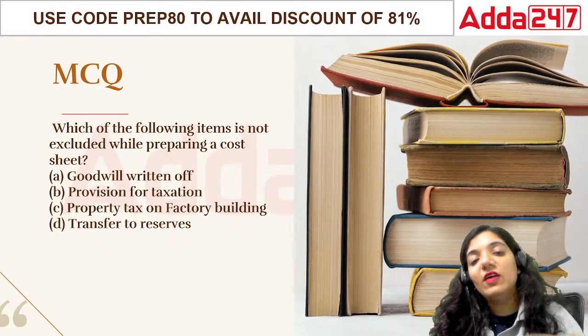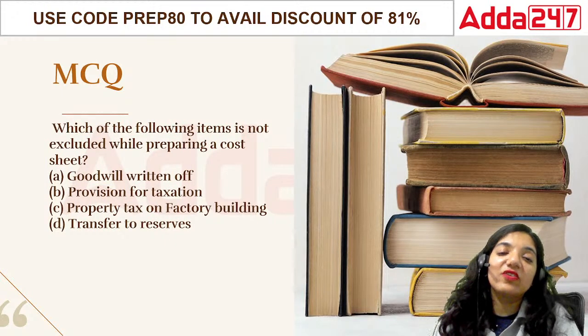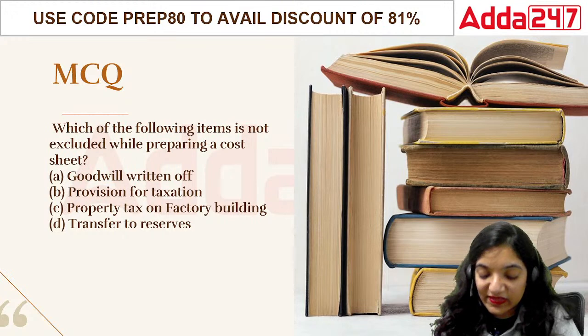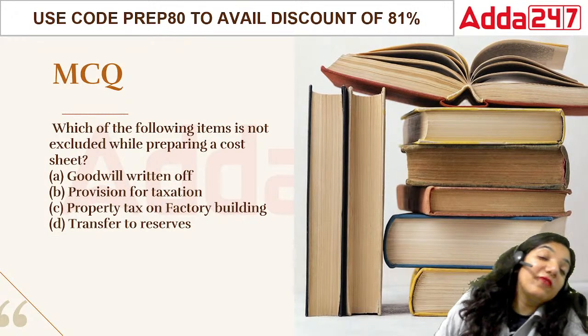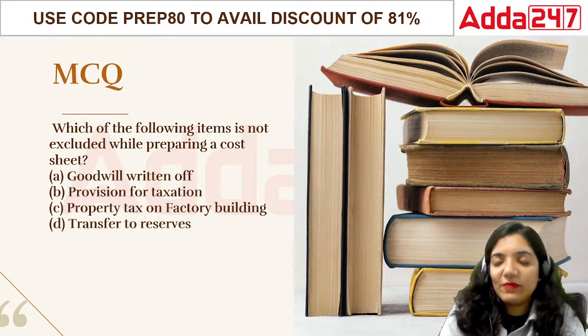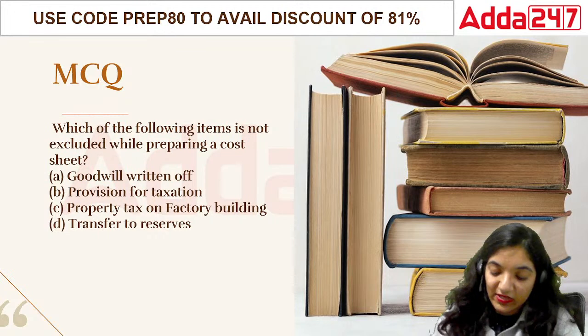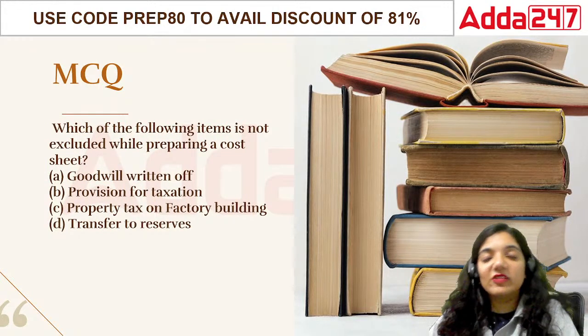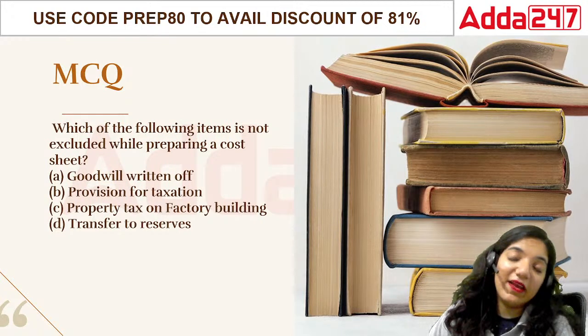Next question, everyone. Which of the following items is not excluded while preparing a cost sheet? Goodwill, provision for taxation, property tax on factory building, or transfer to reserves? In terms of accounting, goodwill is already an accounting-based expense because you are writing off a few things from your books of accounts. So that is something we are sparing in any case. Provision for taxation is a tax that we create every year, then we pay tax and it's over.